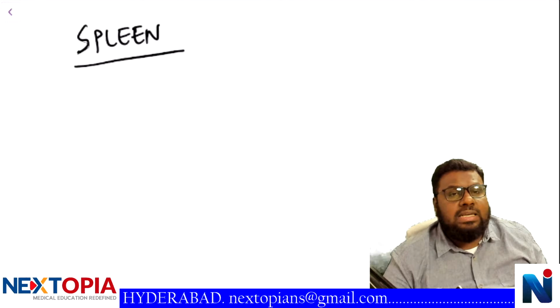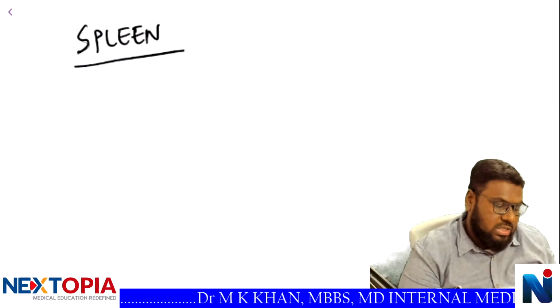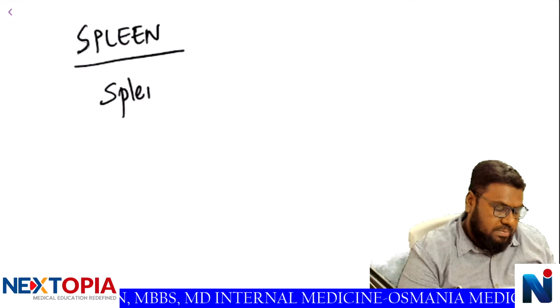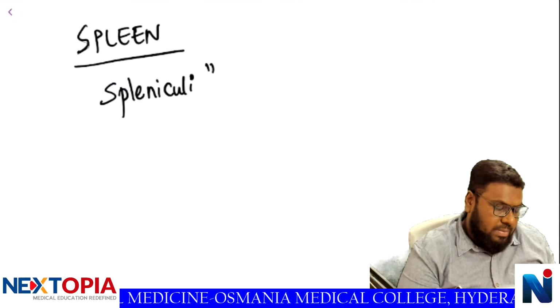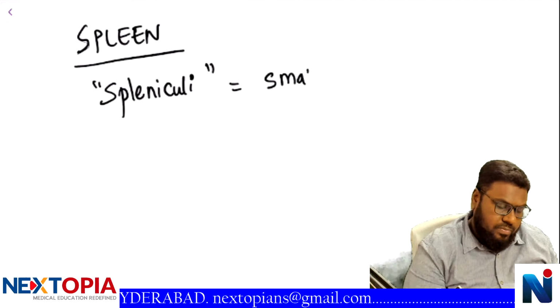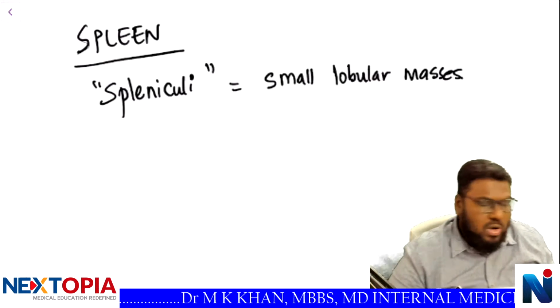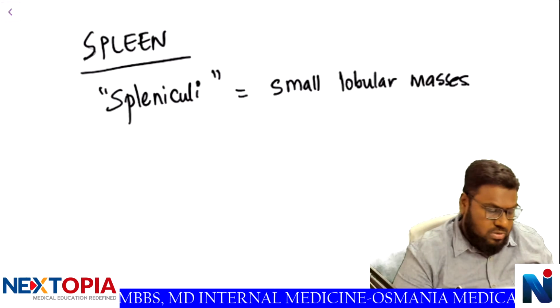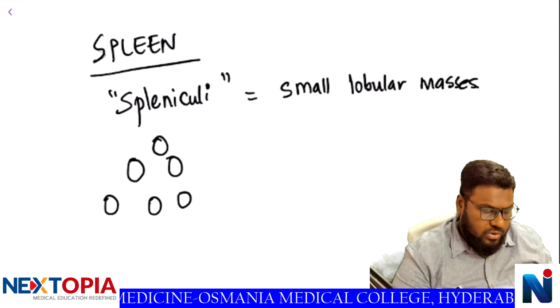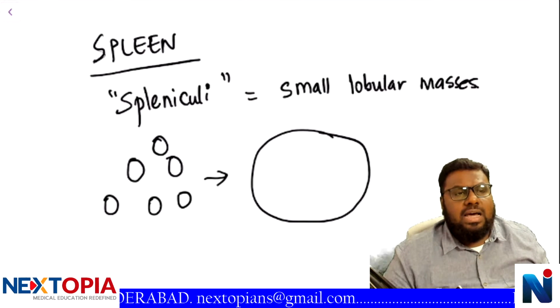The spleen is formed by small portions, small lobular parts of the spleen. We call them spleniculi. Multiple spleniculi. These are nothing but small lobular masses of splenic tissue. These small lobules later on fuse with each other to form a major, a larger spleen.